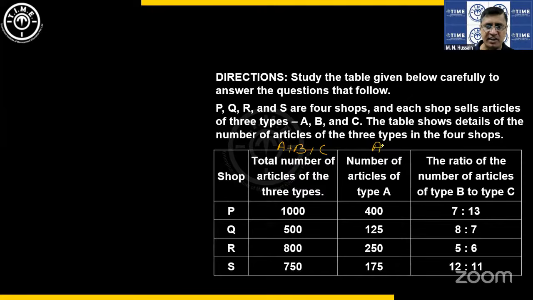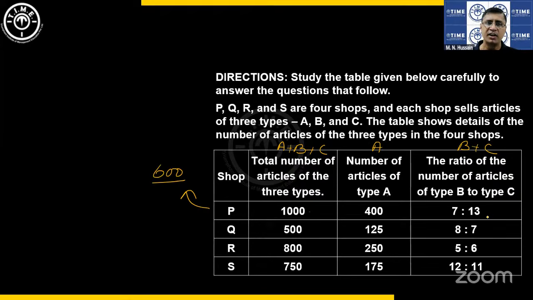In that, the value of A is given and the ratio of B and C together is given. If you observe carefully, the ratio of B and C here is 7:13. The sum of the ratios is 20. And in that, 400 articles are A, so when you subtract 400 from 1000, the remaining is 600. 600 needs to be divided based on this ratio.